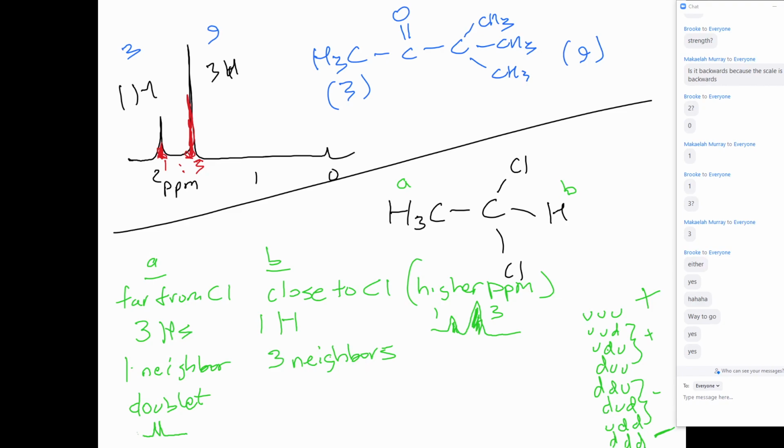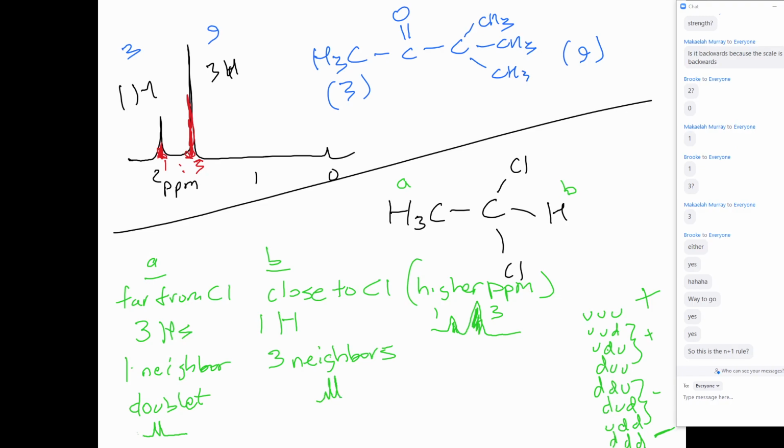Which means you will see 1 time adds a lot, 3 times adds a little, 3 times takes away a little, 1 time takes away a lot, and you end up with what's known as a quartet. So you start getting used to this. This is the n+1 rule, number of outcomes.